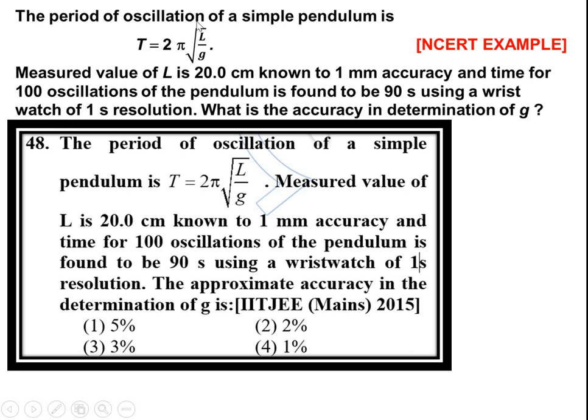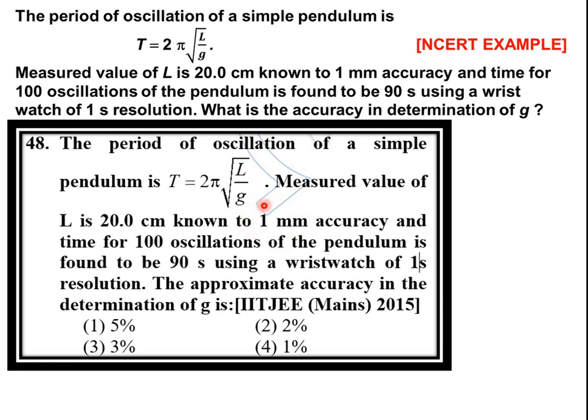The period of oscillation of a simple pendulum is given by this formula you have already gone through so many times. T equal to 2 pi root of L by G, where L stands for length of the pendulum and G is acceleration due to gravity. The measured value of length is 20 centimeter, same question, exactly no change, with an accuracy of 1 millimeter.